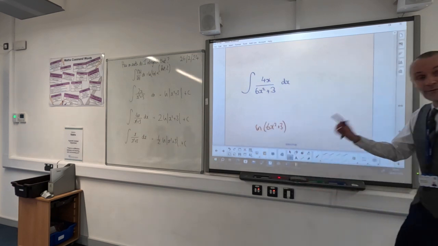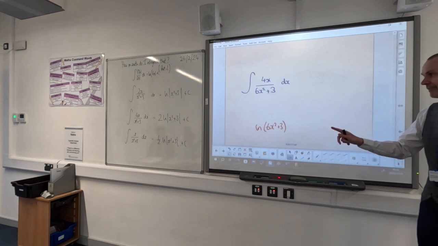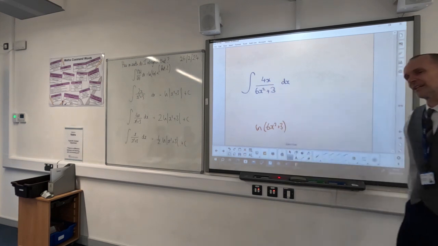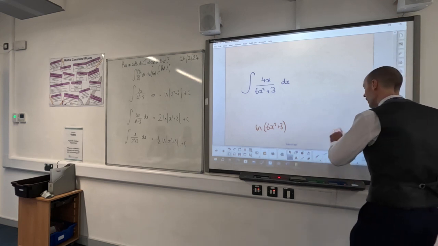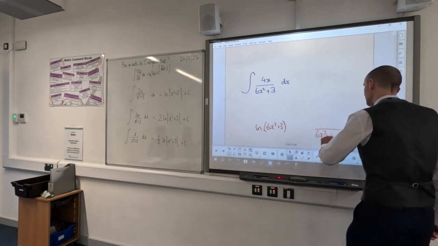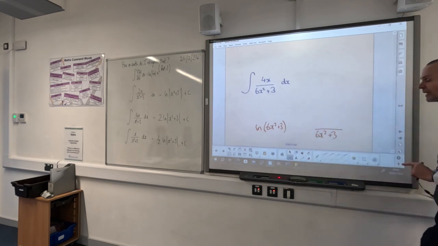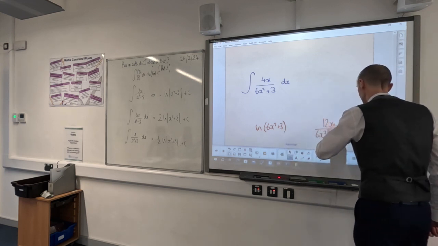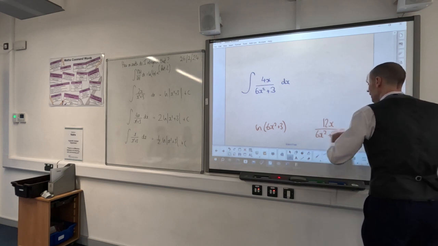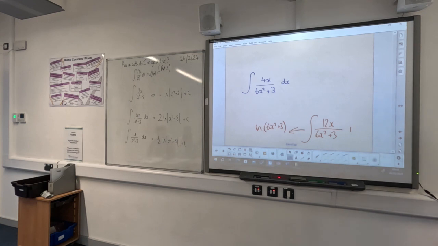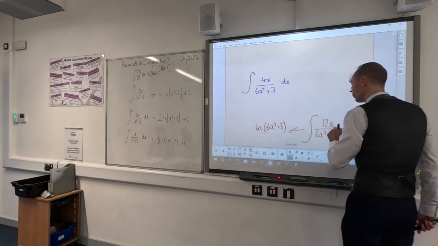So I'm going to differentiate that. I think this answer is going to be something to do with that. So I'm going to differentiate that to see what I get. So I get 1 over 6x squared plus 3 multiplied by what you get when you differentiate the brackets, which is 12x. So I know if you're going to ask me to integrate that, that's going to be my answer. I'm being asked to integrate that, which is 1/3 of that.